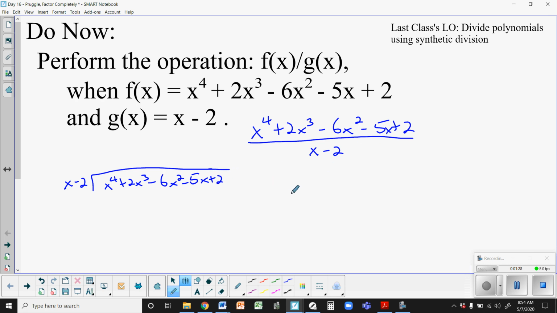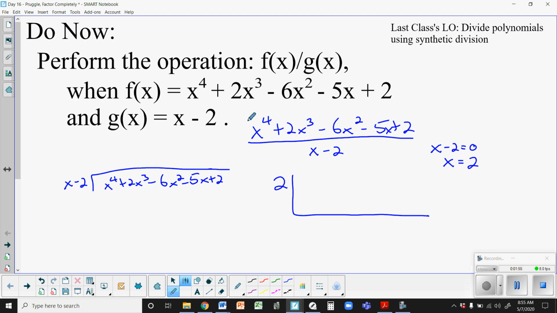And then if you decided synthetic division, you would know that the remainder rule tells us if we do synthetic substitution, we can see what our remainder is, and then we have all those coefficients too. So x minus 2 equals 0. First, we have to figure out what x equals. So x will equal a positive 2. So that's what we're going to do synthetic substitution with, a positive 2.